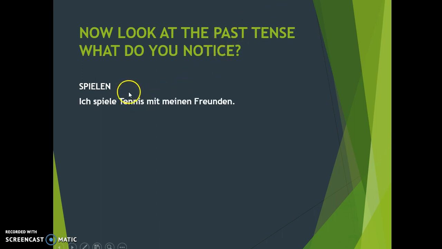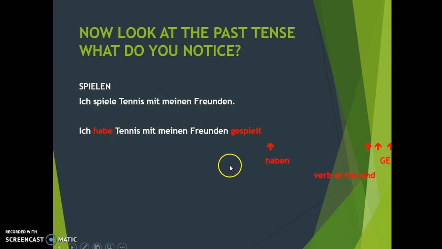You've got spielen. Ich spiele Tennis mit meinen Freunden. Let's have a look at that a bit more closely. Ich habe Tennis mit meinen Freunden gespielt. What difference do you see? I'm assuming you understand that this means I play tennis with my friends. Well, the difference is these two parts. Here they are. We've got haben thrown in there, and it's been conjugated to match the subject.